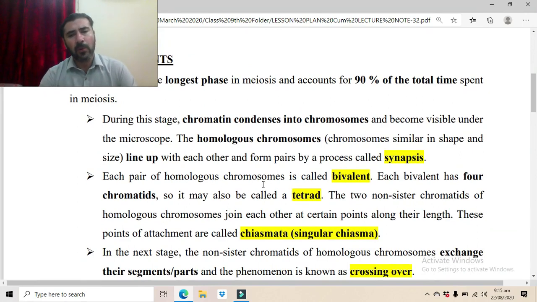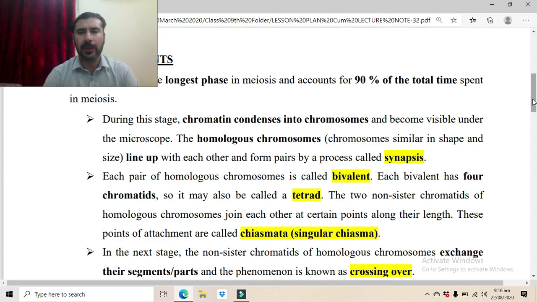Each pair of homologous chromosomes is called a bivalent. Each bivalent has 4 chromatids, so it may also be called a tetrad. The two non-sister chromatids of the homologous chromosomes join each other at certain points along their length. These points of attachment are called chiasmata. Singular is chiasma.